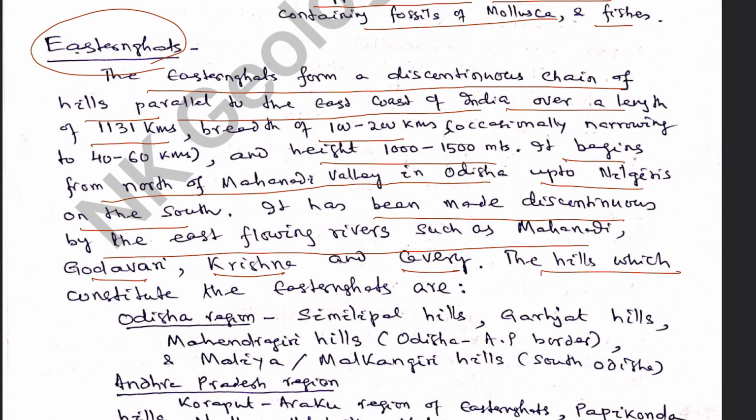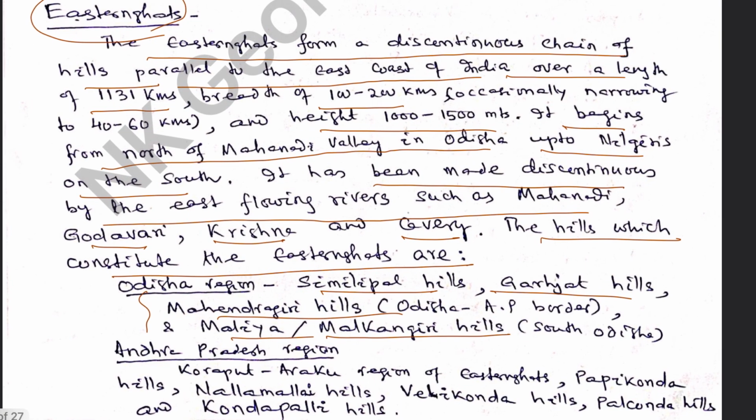The hills which constitute the Eastern Ghats are the Similipal Hills, Gandhamardan Hills and Mahendragiri Hills, Malkangiri Hills in Odisha, the Koraput Araku region of Eastern Ghats in Andhra Pradesh zone, Papikonda and Nallamala Hills, Velikonda Hills, Palkonda Hills, Kondapalli Hills, they are found in Andhra Pradesh region.